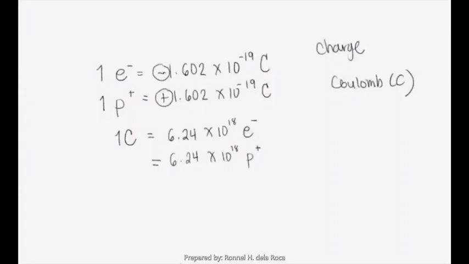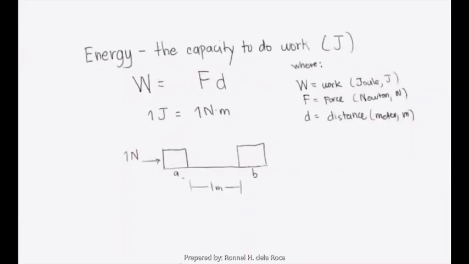Likewise, makocompute natin yung 1 coulomb of charge in terms of number of electrons or protons. So 1 coulomb is equal to 6.24 times 10 raised to 18 electrons, or 6.24 times 10 raised to 18 protons. So ngayong alam na natin ang concept ng atoms, ay alamin naman natin ang concept ng energy, which is gagamitin natin mamaya para ma-define ang voltage.